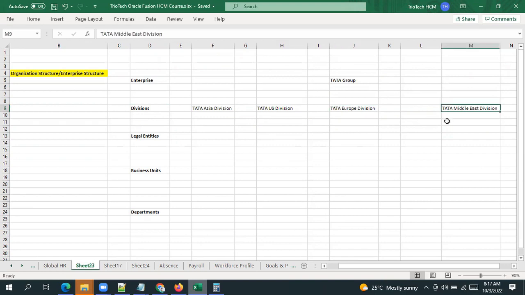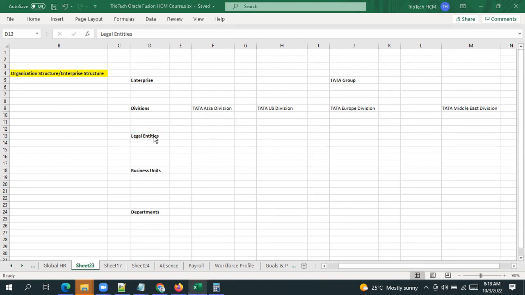Okay. And then, team, under divisions, we have the concept called legal entities in the Fusion system. So what is a legal entity? The actual registered companies of our client.